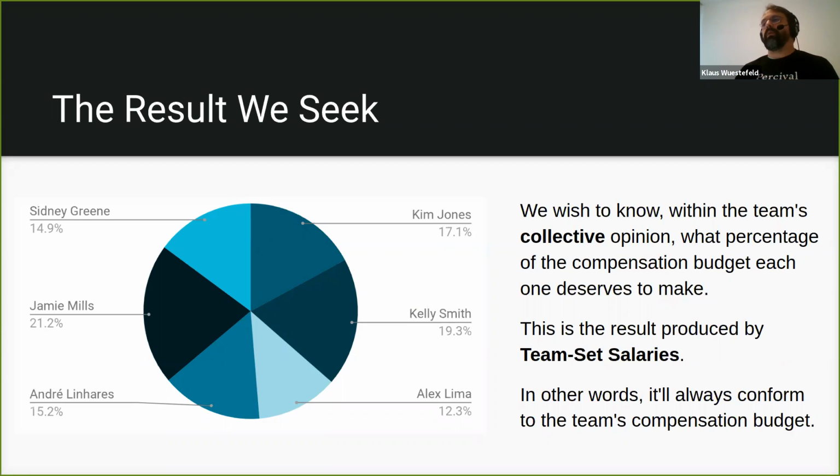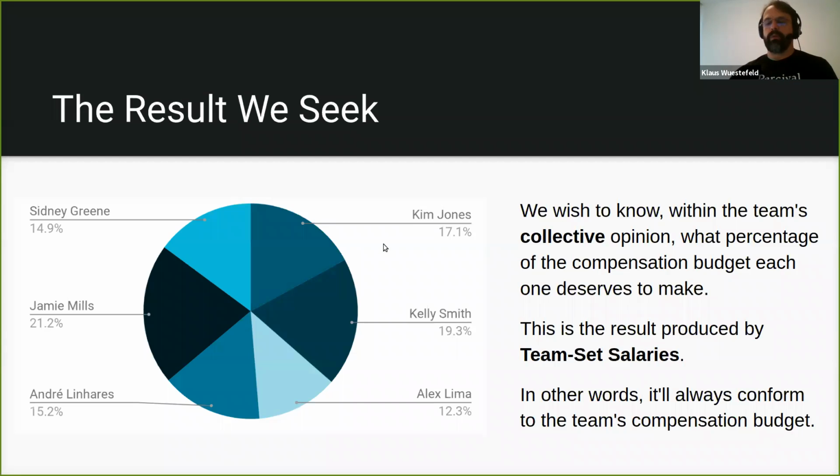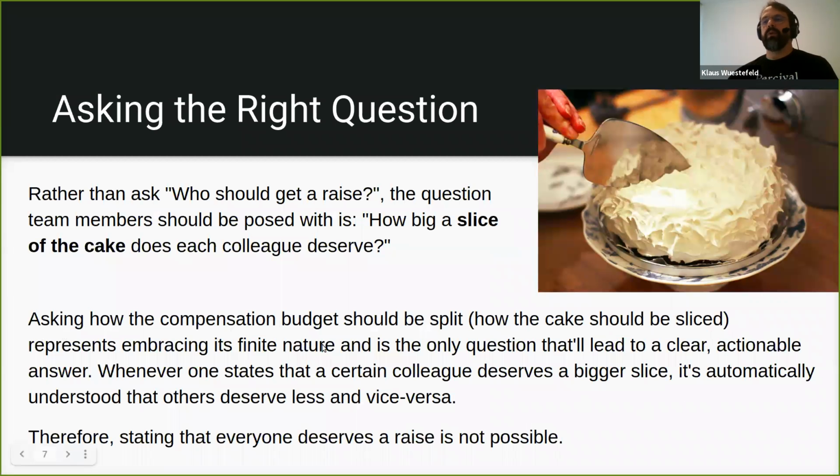And with our process, the team has to share a cake. This is the question we ask: instead of asking who should get a raise, the question we ask is how big a slice of cake does each colleague deserve, compared to their peers. So asking how the compensation budget or the bonus should be split, how the pie or the cake should be sliced. This represents embracing its finite nature.